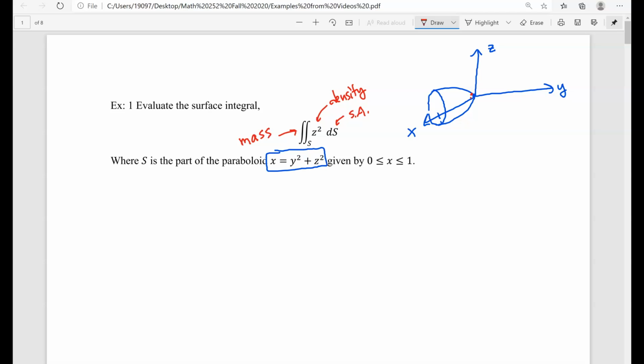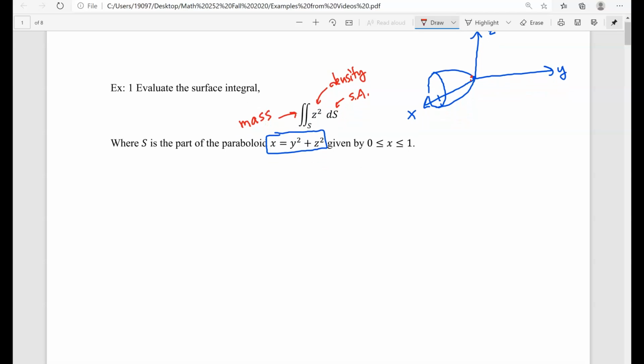So let's go ahead and set it up. First things first, we've got to parametrize this paraboloid. Luckily, it's not a bad one. It's a pretty simple one. So if we just let y be y and z be z, this looks like a g. If I treat y and z as my two parameters, then I can just let x be y squared plus z squared. And you can see that this x is just going to be my g of y, z.